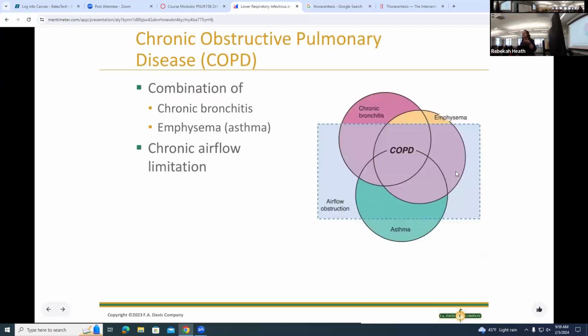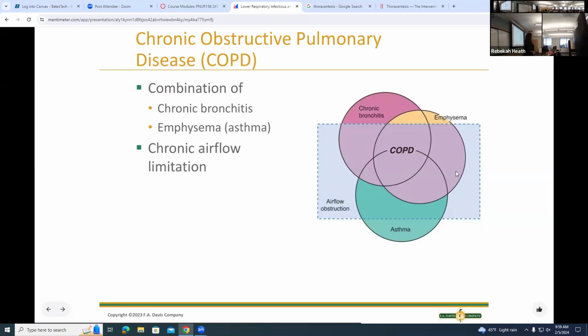I like this kind of Venn diagram because it shows that when you say that somebody has COPD, it's kind of an umbrella term for a lot of obstructive disorders. So you might have chronic bronchitis, you might have emphysema, and you might have asthma. You might have somebody that only has one of those who could be diagnosed with COPD, or you might have somebody who has asthma, chronic bronchitis, and emphysema, or one of the two.